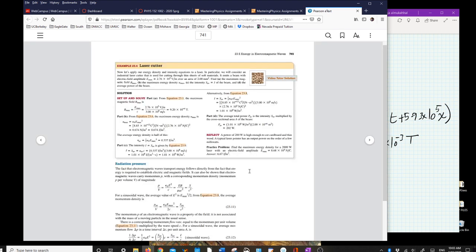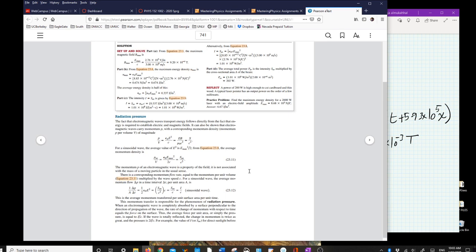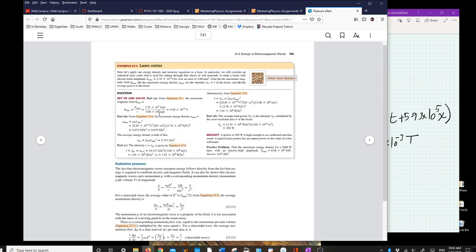I think there is an example here that I like. Let's do this one. He says, we will consider an industrial laser cutter that is used for cutting through thin sheets of soft materials. So we have a laser beam, which gives off an electromagnetic wave with high intensity or high energy. It emits a beam with electric field amplitude.